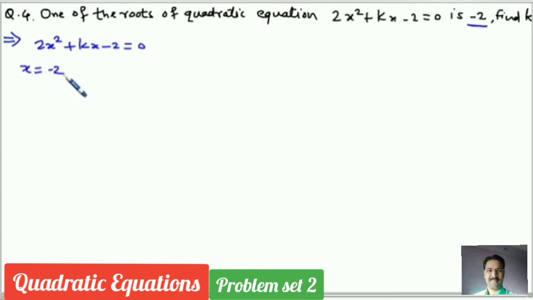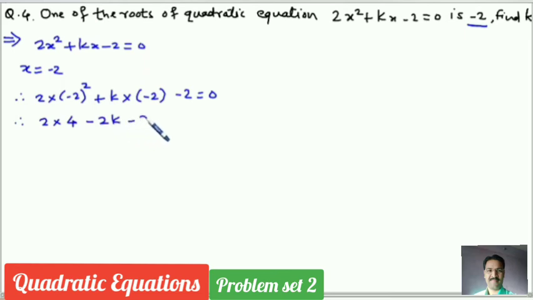So now I'll put it here. What will we get? See here, 2 into minus 2 square plus k into x, that is again minus 2, equal to 0. So 2 into the square of minus 2: the sign becomes plus. 2 square is 4. So plus minus minus, that is 2k, minus 2 equal to 0. Hence 2 fours are 8, minus 2k, minus 2 equal to 0. Therefore minus 2k, 8 minus 2 which is plus 6, is equal to 0.